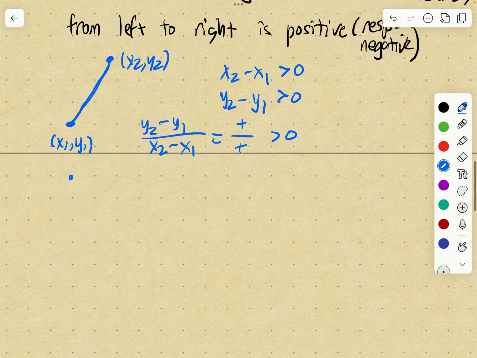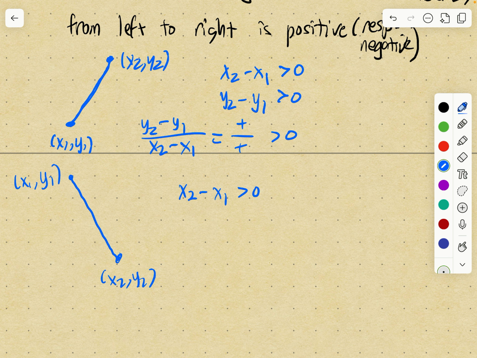And let's just draw a picture to illustrate what's going on. So again, we have this line segment that goes down as you go to the right. So if this point here is x1, y1, and the second point is x2, y2, then again, x2 minus x1 is positive because x2 is bigger than x1, but this time, what's different? This time, y2 is less than y1. So y2 minus y1 is negative.